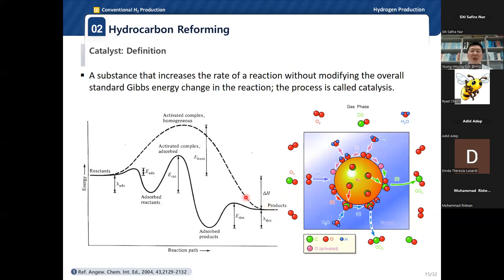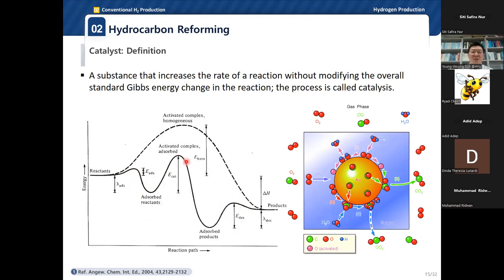Using the homogeneous catalyst, this is the curve between the reactant and product. We call the amount of this arrow the activation energy of the homogeneous reaction. However, if we use a solid catalyst, we will have a very different energy diagram, because the solid catalyst uses three steps: adsorption, surface reaction, and desorption. So this is the activation energy for adsorption, this is for the surface reaction, and this is for desorption.